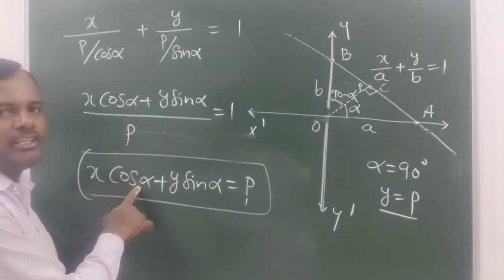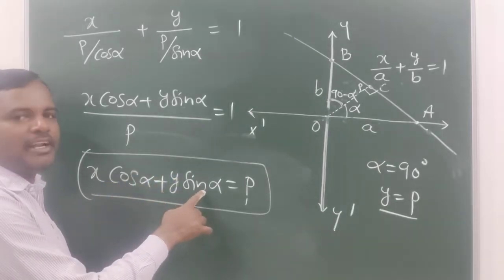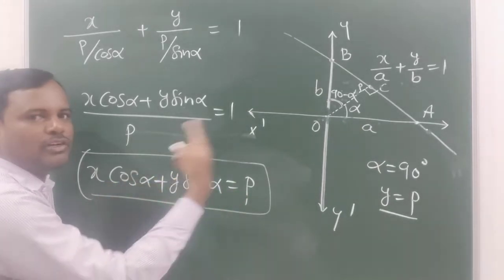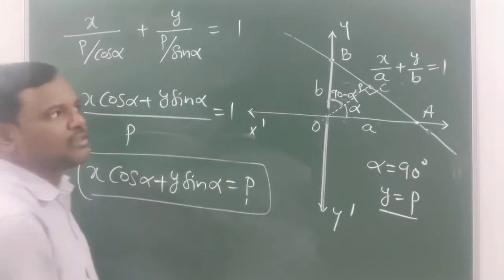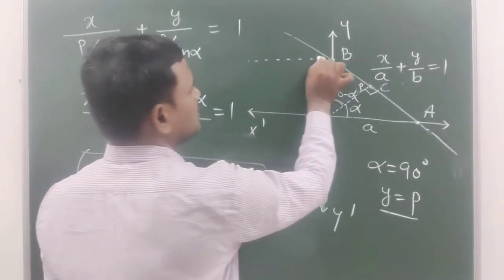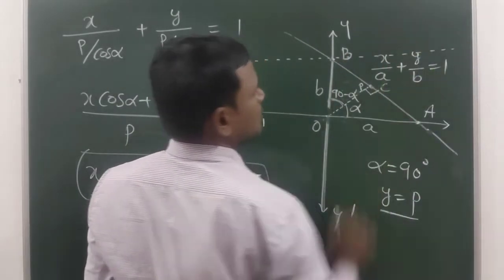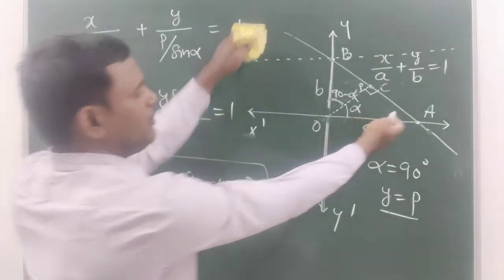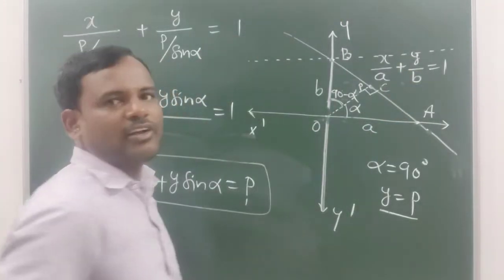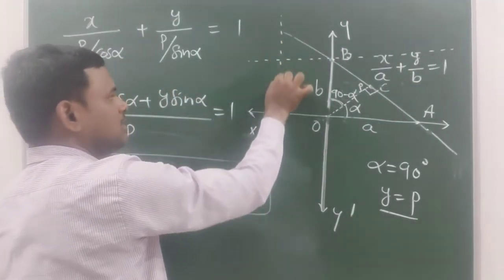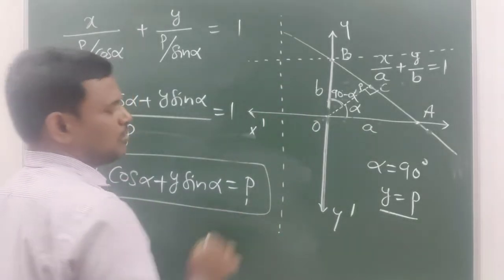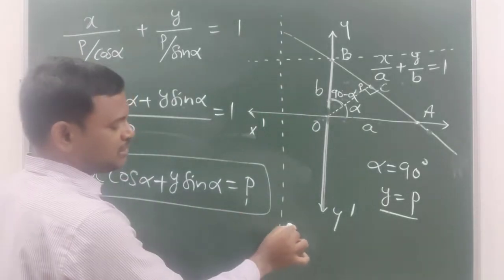Here write alpha 90, this becomes 0, y sin 90 is equal to p. When you want to convert it to the Cartesian form, this much you will get. So whose diagram is like this. Again, if you rotate still 180 degrees, you get the diagram like this, whose equation will be x equal to p.